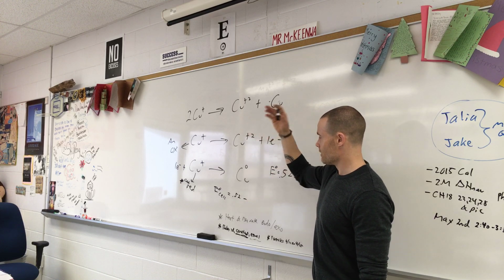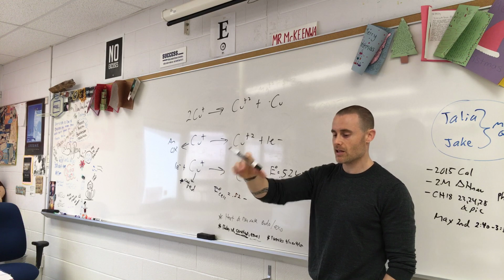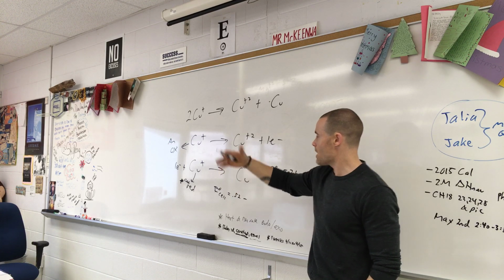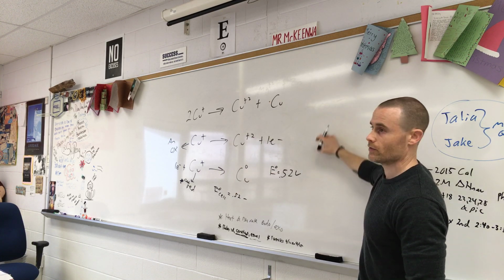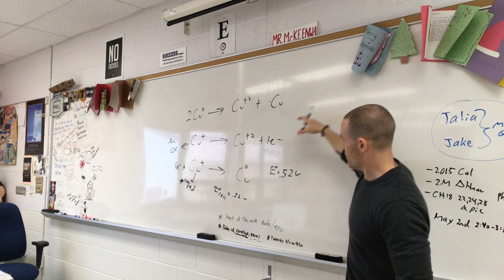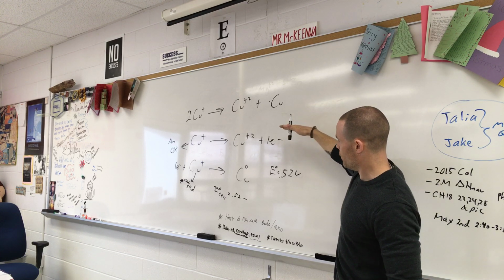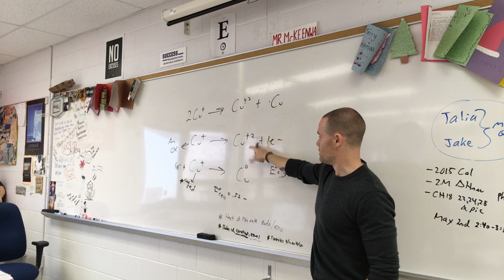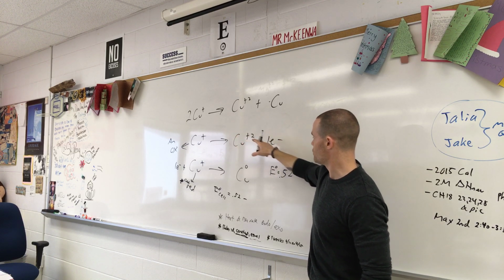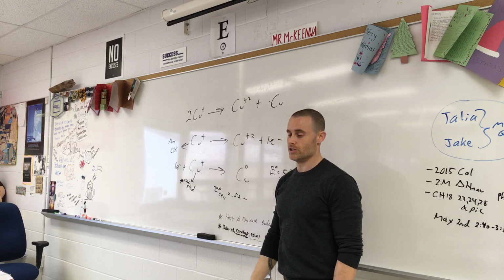Now remember, on the reduction potential sheet, on a problem like this, they may give you like four of them. You have to pick out the right one. So this is what we're looking for. It's this except in reverse. Copper +2 gaining an electron yields Cu+.